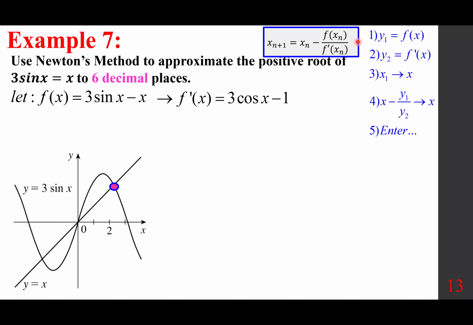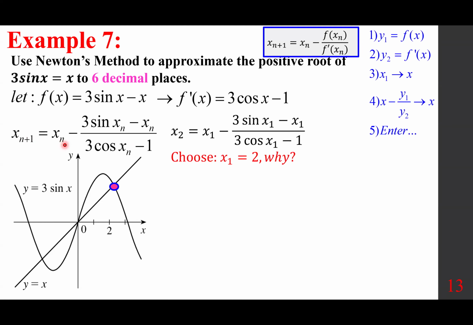So if I want to write this for the function f of x and f prime of x, I plug in and I write x sub n plus 1 is x sub n minus, the numerator is the function 3 sine of x sub n minus x sub n, over 3 cosine of x sub n minus 1. So I'm telling my reader I know exactly what to do step by step. So if I want x sub 2, then this would be x sub 1. So replace everything here with x sub 1, over here x sub 2.